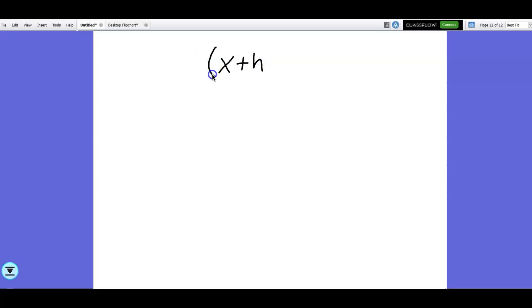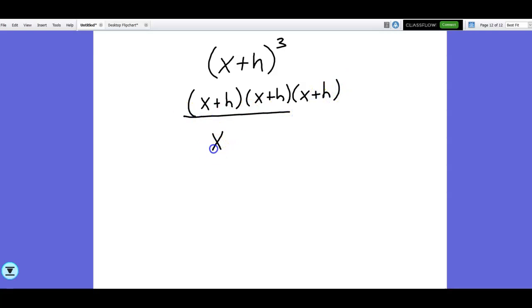What about x plus h cubed? Okay, now we could work it out the long way, right? The long way would be to say, okay, well, x plus h times x plus h times x plus h. And then what we could do is we could multiply these out using the box method or whatever you're comfortable with. And then after that, you can multiply this times your answer and have your final result.